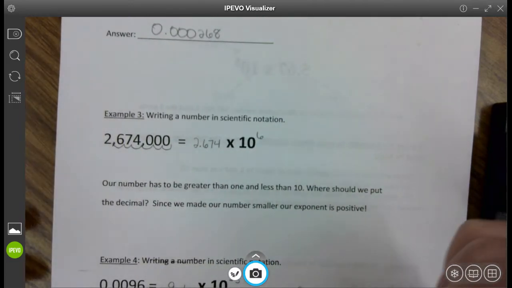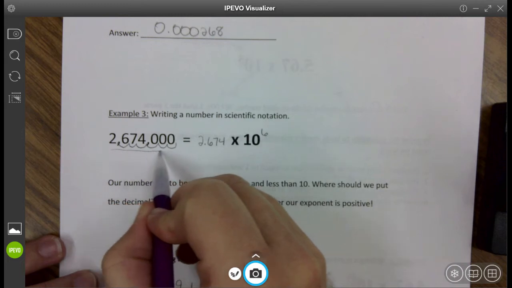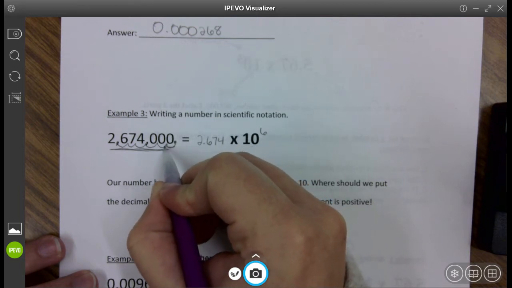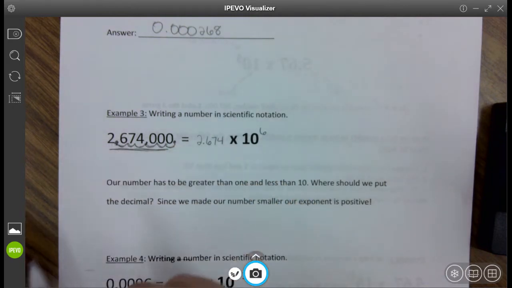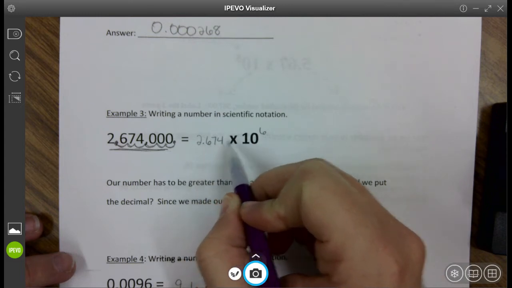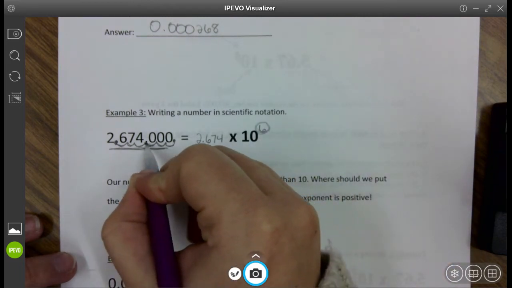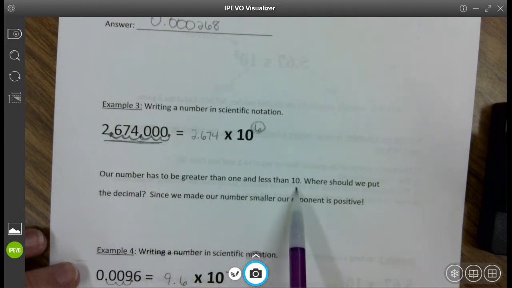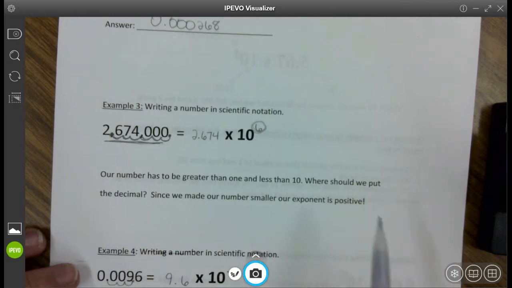If you need to slow down and pause, go ahead and do so. Example 3, writing a number in scientific notation. So this is our standard form currently. We start at the end of our number and we move to the left however many spots we need to get to the first non-zero number. So we need to move all the way until we get to the first non-zero number over here. That is how I got 2.674 times 10 to the sixth. The reason why I got 6 as our exponent is because I moved 6 times, so there's 3, 4, 5, 6. Our number has to be greater than 1 and less than 10. Is that true? Yes. Where should we put the decimal? Since we made our number smaller, our exponent is positive.